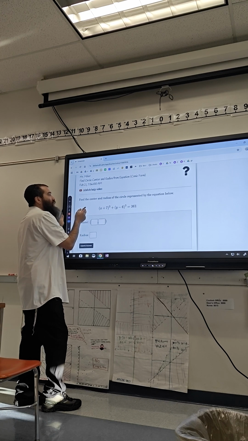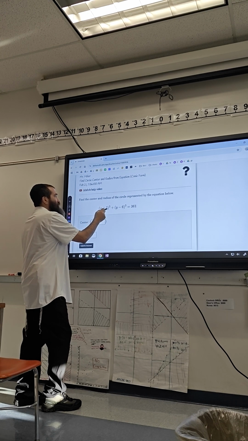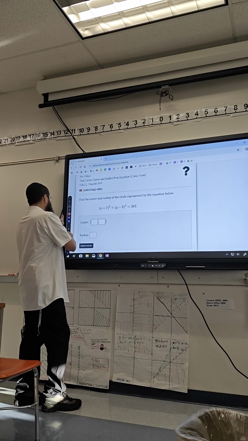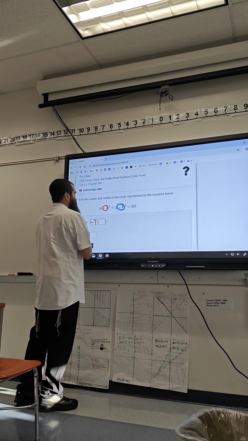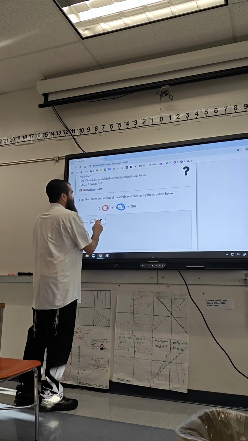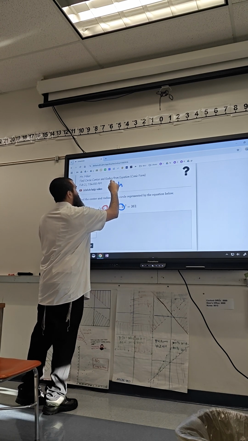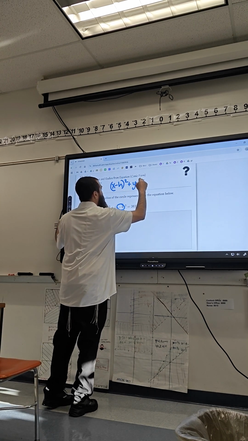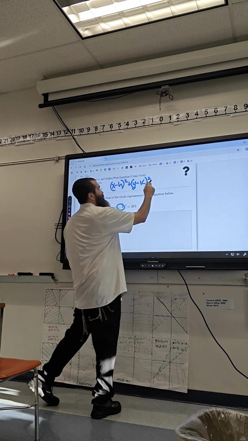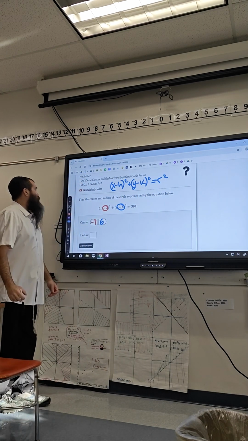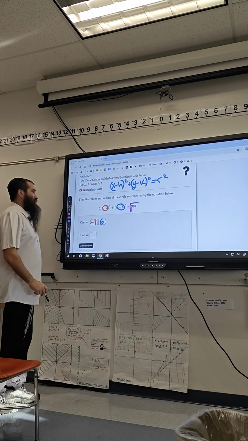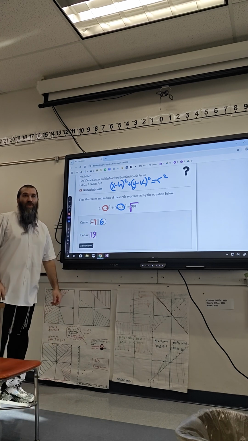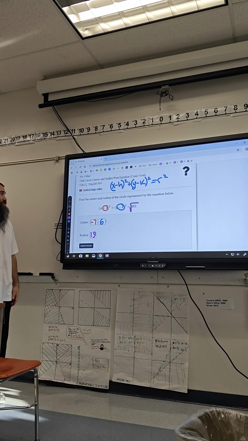The center is always the opposite sign. So the x, it's the opposite sign of this, so it's -7. The y, it's the opposite sign of this, so it's positive. Because remember, in the equation it was x minus h squared and y minus k squared. There's a minus built into the equation. That makes it always the opposite sign. And the radius is just going to be the square root of this, which is 19. So that's it. That's all you have to write in there. So that's the second set. All right, very simple and straightforward.